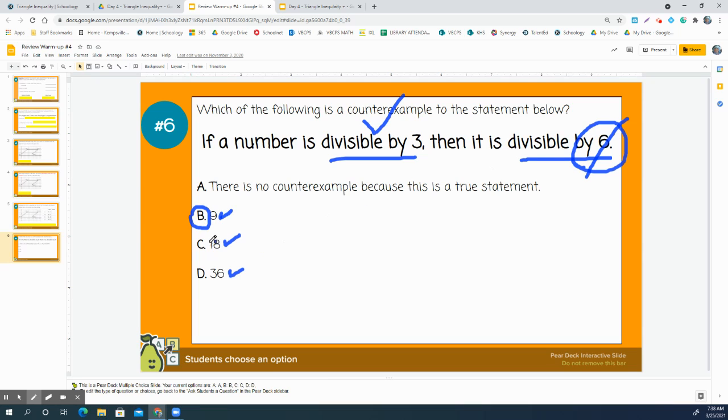18 is divisible by 6. So I got to cross that off. 36 is divisible by 6. So I got to cross that off. 9 is my best answer. Questions on that? All right. Let's close that out.